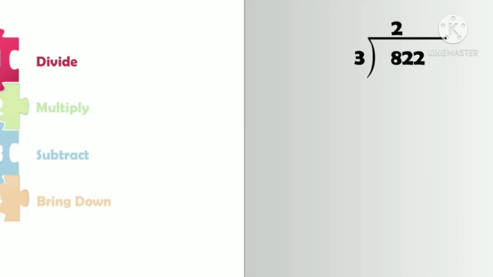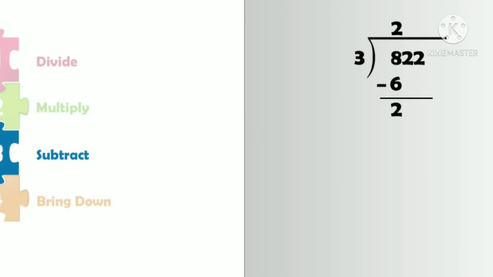Now, as we've learned, after we divide, we multiply. So we take the digit we wrote in the quotient and multiply it by our divisor, 3. 2 times 3 equals 6. We write 6 below the 8, the number we divided. Our third step is to subtract. 8 minus 6 equals 2.